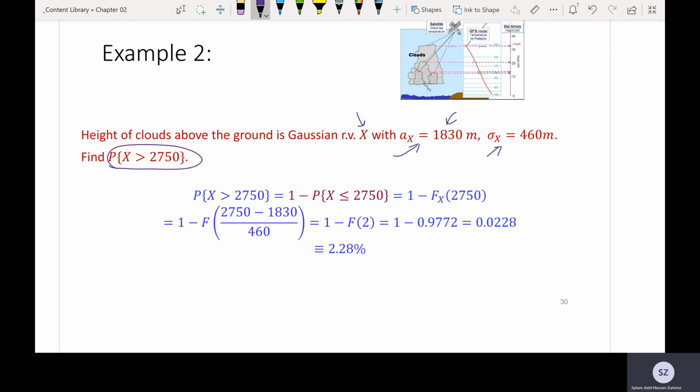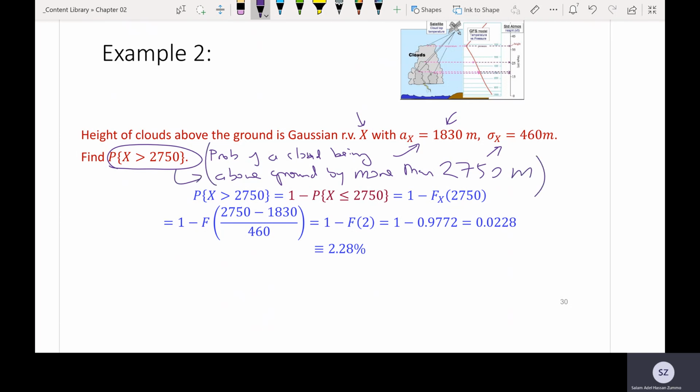Find the probability of a cloud being above ground by more than 2,750 meters. This is the question that we are asking. So basically we write probability x larger than 2,750, which is equal to 1 minus the probability that x is less than that.